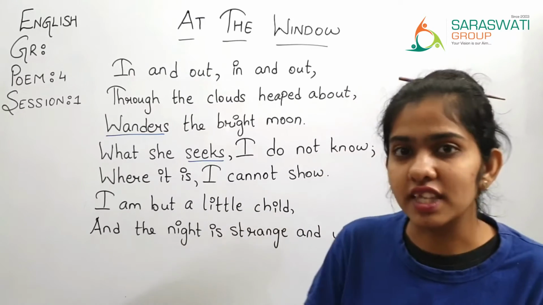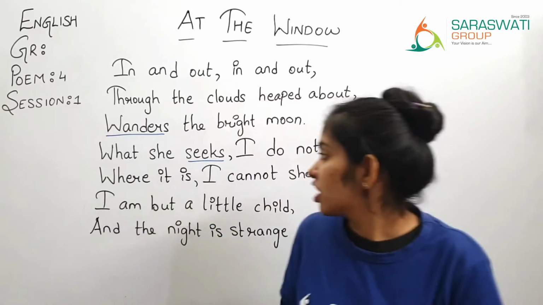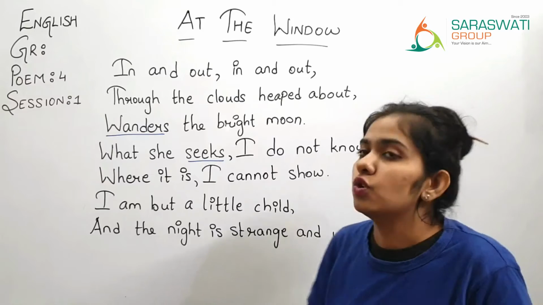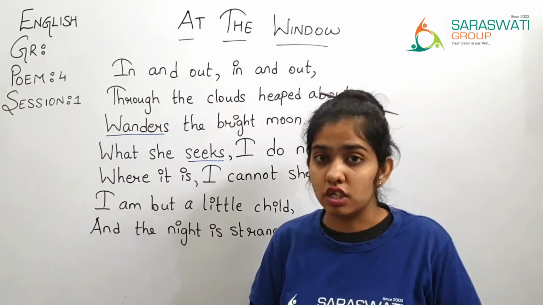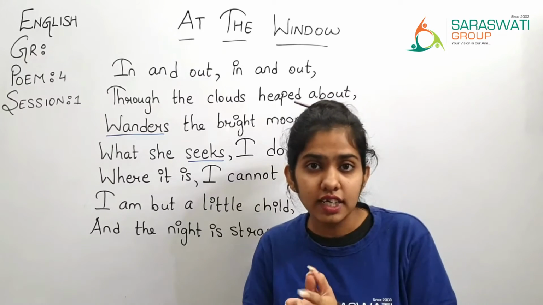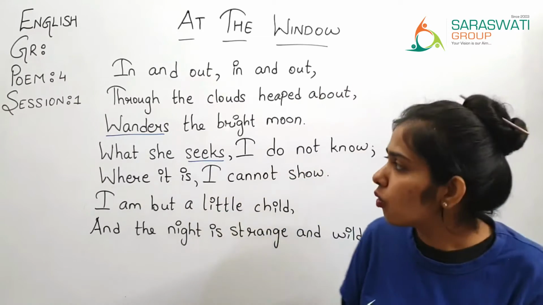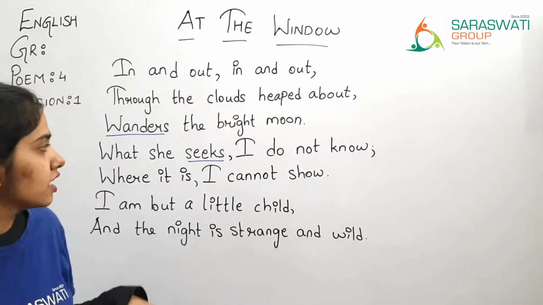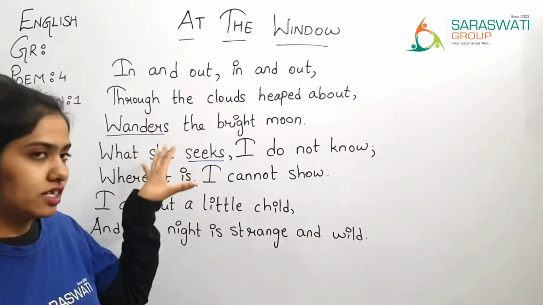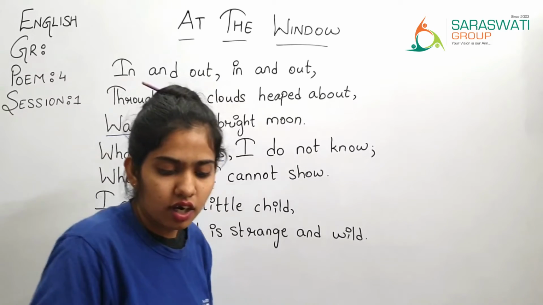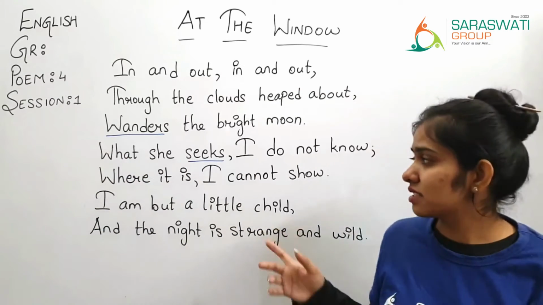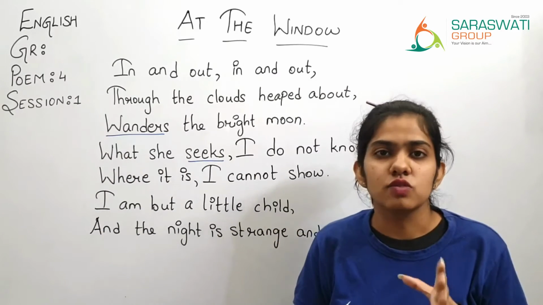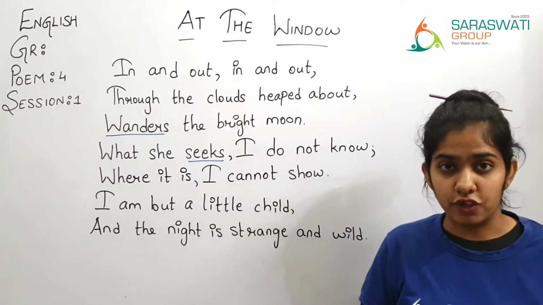Then after that, seeks means looks for. કોઈ બી વસ્તુ જોવી, that means seeks. What she seeks, I do not know. એટલે કે શું જોવે છે, I do not know. Looks for, right? So in this poem we have only 2 vocabulary words, right? So this was all about wonders. That means walks around slowly, and seeks means looks for. So this was all about our vocabulary.